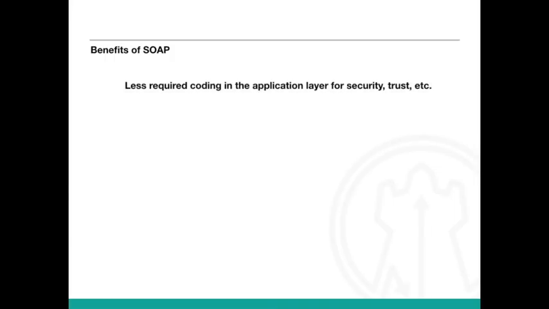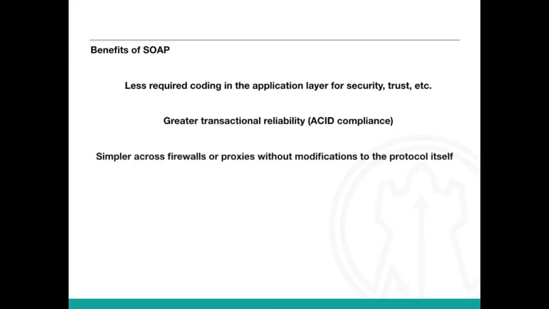With SOAP APIs, we typically require less coding in the application layer for things like security and trust. That's because a lot of the time, SOAP has fixed definitions that are sent as documents along with it. A further consequence of having fixed definitions sent along with the SOAP document is that we have greater transactional reliability. So if we need something like ACID compliance, which is a pretty frequent thing in data transactions, we would typically want to at least consider using a SOAP schema for our API.